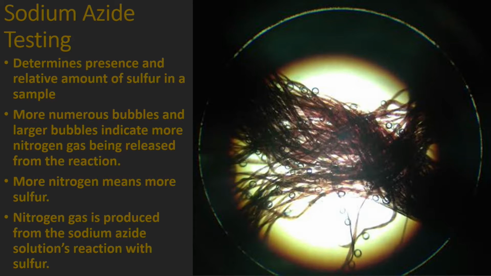What you're looking at in this slide is a photomicrograph of a sodium azide test that is showing a reaction, meaning there is sulfur present in the fabric sample being tested. There are numerous nitrogen bubbles being formed quickly. The test procedure is fairly straightforward.